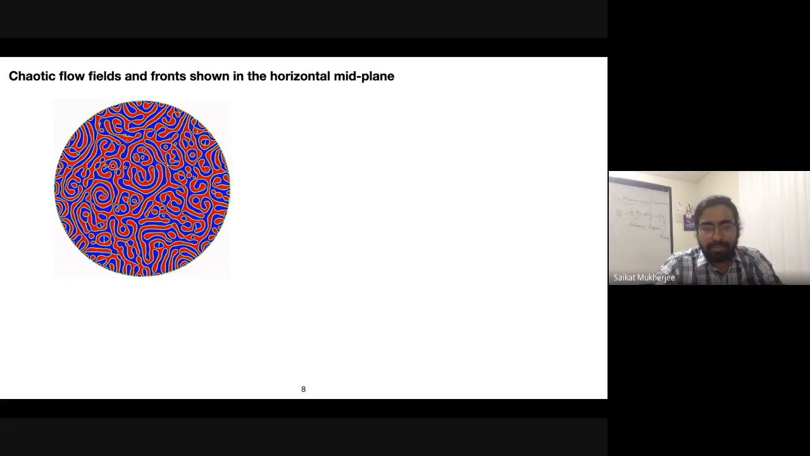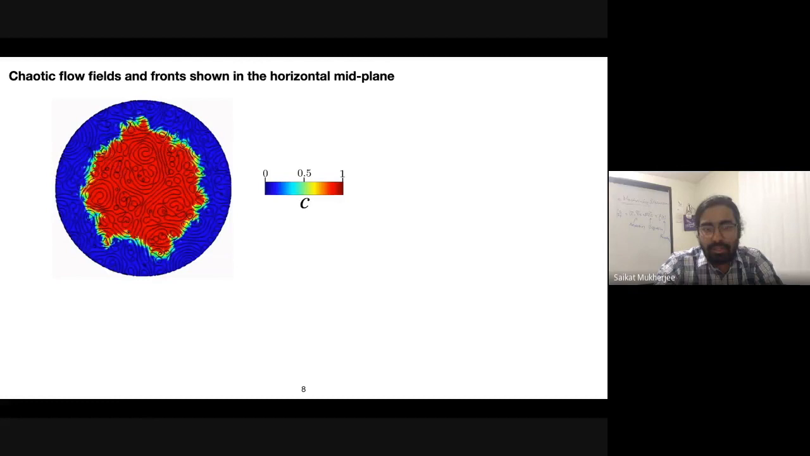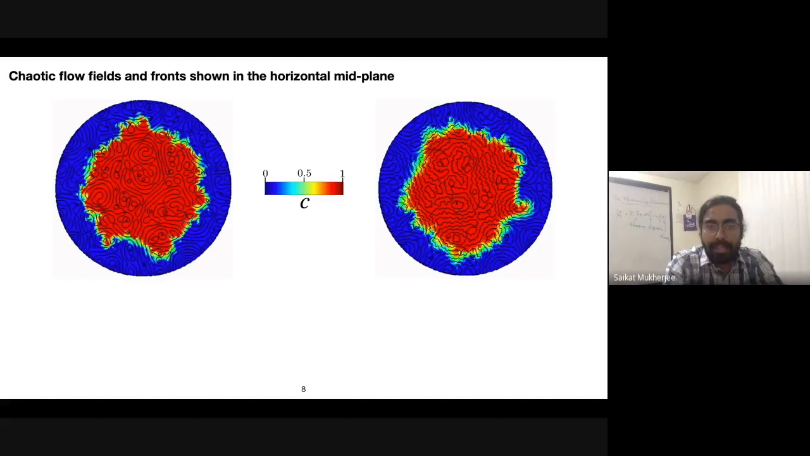Okay, so now I'm going to study fronts in these flow fields. And this is how the fronts evolve radially outward in these flow fields. What we are seeing here is that the difference between the left and the right is the oscillatory instability that I talked about. And you can see that the front geometry is extremely complicated on the left, but it's even more complicated on the right.